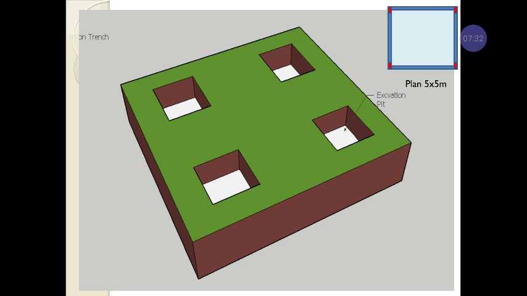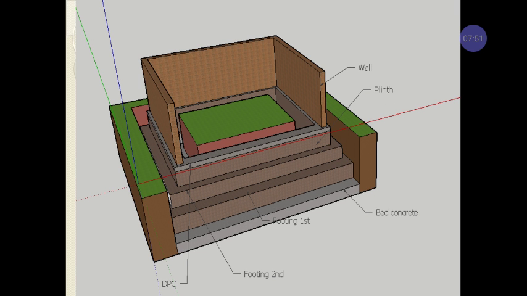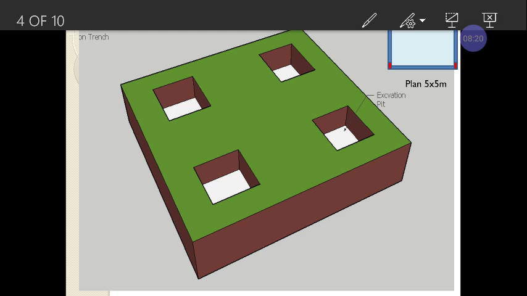When we come to the RC frame structures, here there are no trenches. Here there are excavation pits. If you see the plan at the right top, you can see there are red color markings done at every corner of that plan. These are nothing but columns. These columns are marked where the position of the footings will be provided.